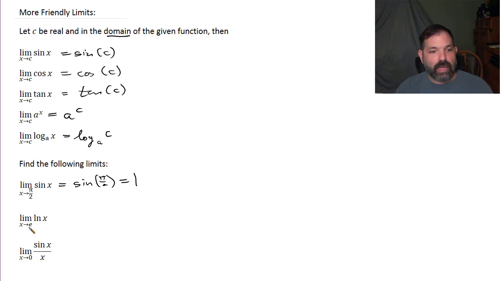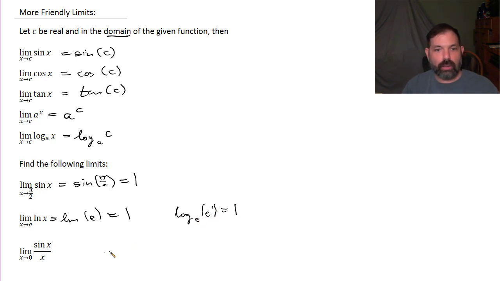If we had the limit as x approaches e of the natural log of x, this is a logarithmic function. The domain of the logarithmic function is 0 to infinity, so e is certainly within the domain. And so this would be the natural log of e, which also happens to be 1. Right, because that's the logarithm base e of e. Remember, logarithm base e of e to the first is 1. That's how logarithms work.